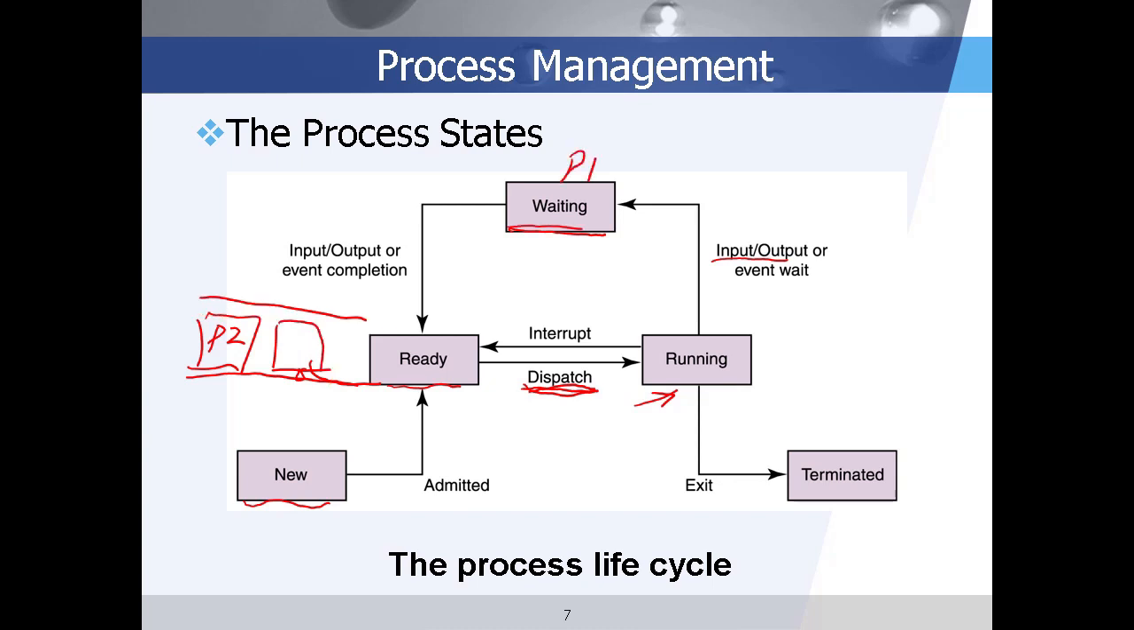When the I/O event finishes, P1 will be woken up, and then it will go back to the ready queue, waiting for the next round of scheduling again. And suppose the program finishes all the instructions, it will go into the terminated state, because the whole program has been finished. So this is the changing between different states, and this is a pretty important concept.